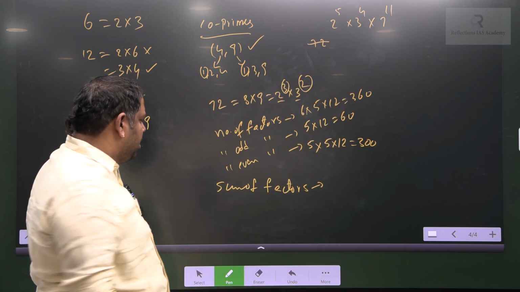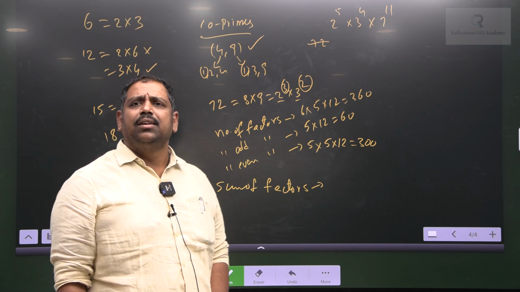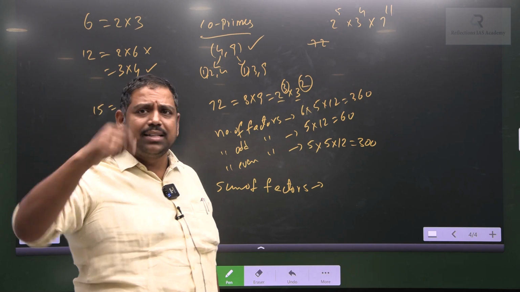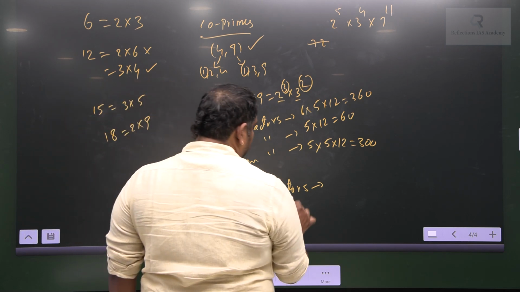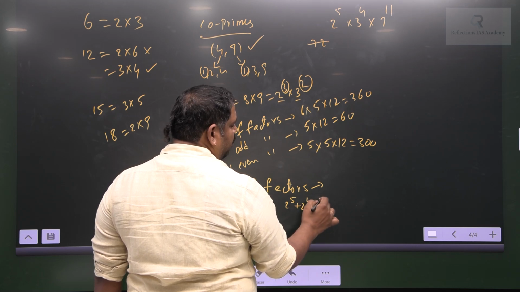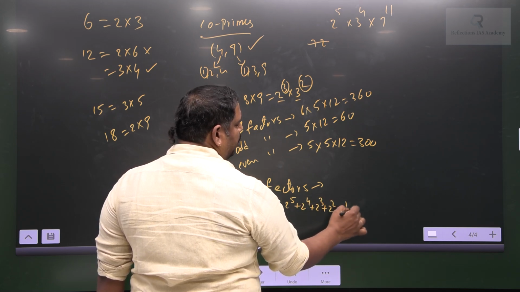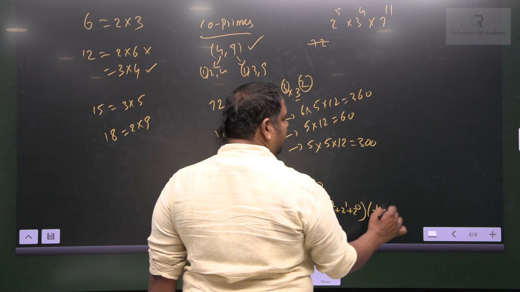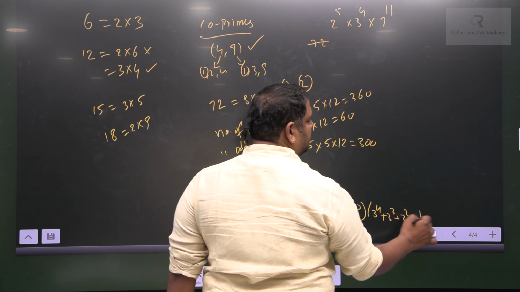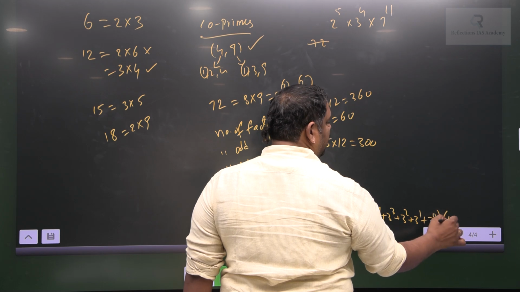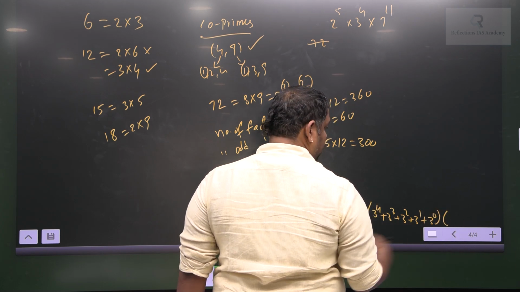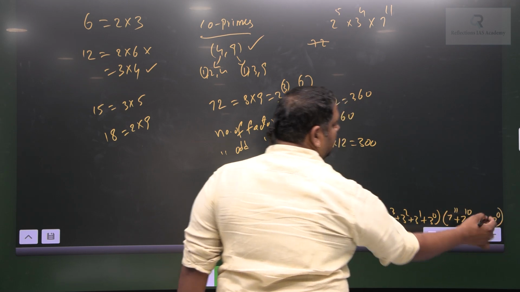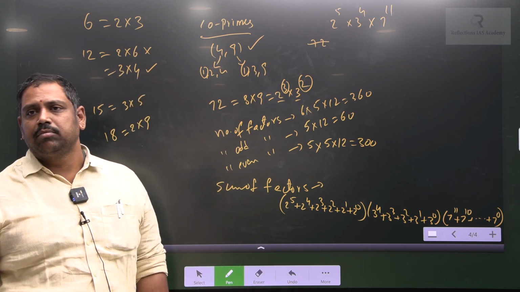Next one. Sum of factors. Here you said that 2 power 5 is there na? 2 power 4 is there na? 2 cube is there na? Yes or no? Okay, if you want sum of factors, 2 power 5 plus 2 power 4 plus 2 cube plus 2 square plus 2 power 1 plus 2 power 0 into same 3 power 4 plus 3 cube plus 3 square plus 3 power 1 plus 3 power 0 into 7 power 11 plus 7 power 10 plus and so on plus 7 power 0. This product will give the sum of all factors.